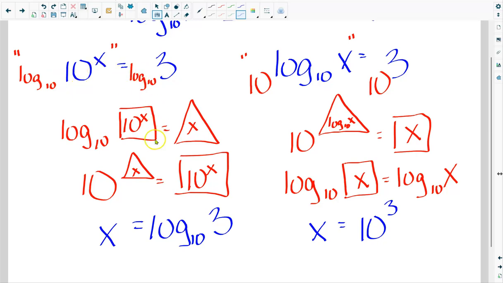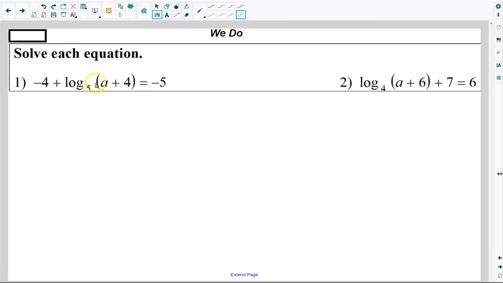Okay, so here's evidence that these tricks work. All you care about is the trick. Okay, so now let's go ahead and put this into practice. Alright, so we have these two to look at. Now, before you get your hands dirty, you want to simplify. Okay, isolate those logarithms, isolate those exponentials. So the first thing we're going to do is add 4 to both sides.